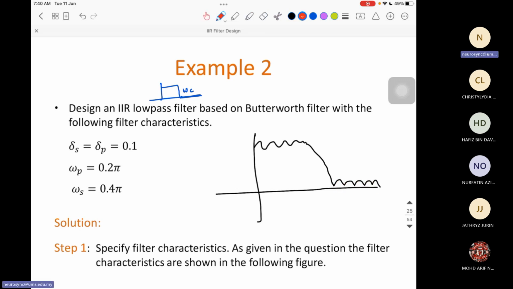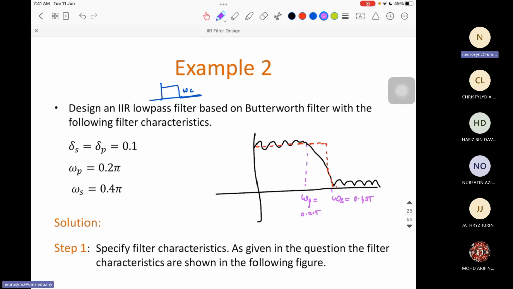Okay. So the ideal characteristics are like this. The stop band ripple... this is the pass band edge frequency, that is omega p, which is equal to 0.2 pi. This is the stop band edge frequency, which is equal to 0.4 pi.